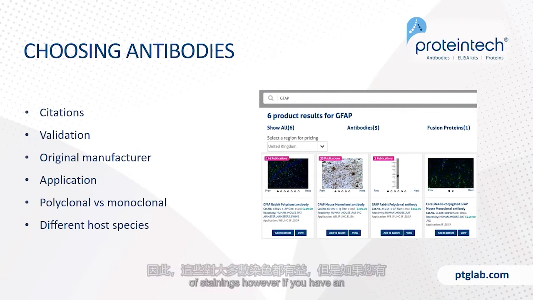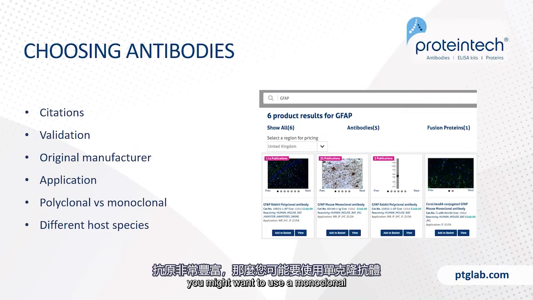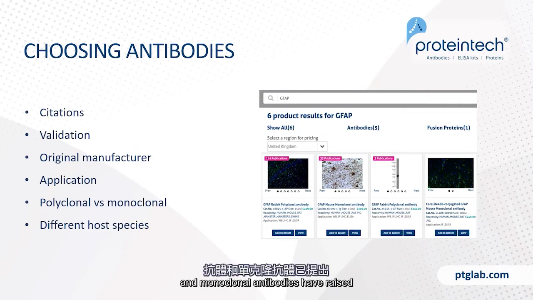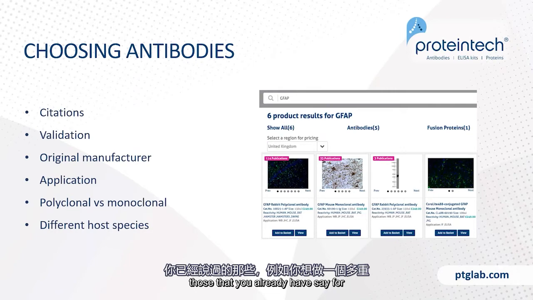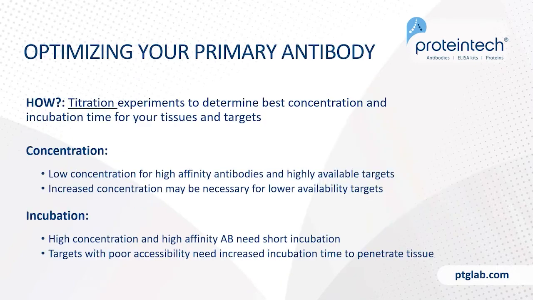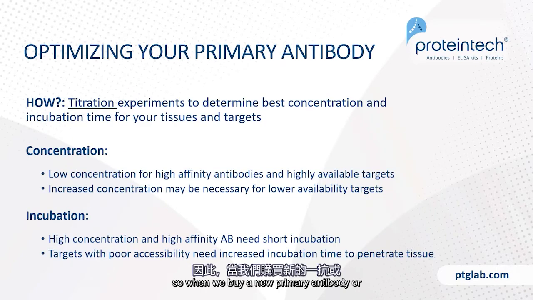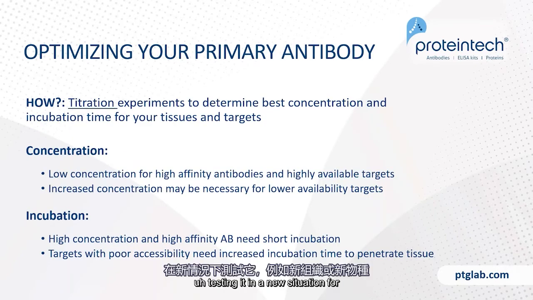However, if you have an antigen which is highly abundant, then you might want to use a monoclonal antibody, and monoclonal antibodies are raised against just one epitope, and therefore they have much higher specificity and are less likely to cross-react. And finally, one more thing to look at when choosing your primary antibodies is whether or not you need to have it raised in a different host species to those that you already have. Say, for example, you want to do a multiplex staining experiment. The easiest way to do this is to have your primary antibodies raised in different hosts, so for example, rabbit or mouse.